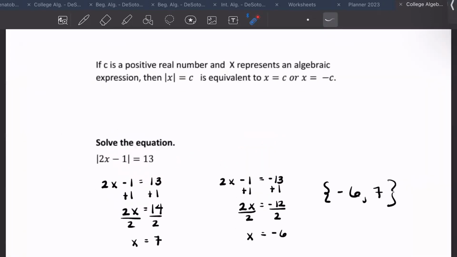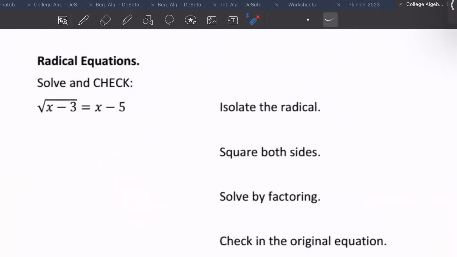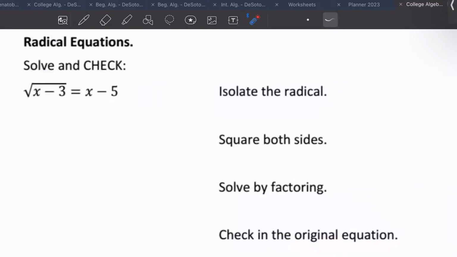Now, let's look at some radical equations. What do I mean by radical equations? Well, it would not take you very long to figure out that they're just equations with a radical in them. We're going to solve these in 4 steps. We're going to isolate the radical, so that we have a radical on one side and everything else on the other side. Then you square both sides, solve by factoring, and then check it.